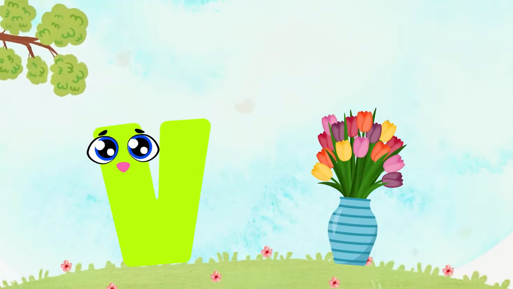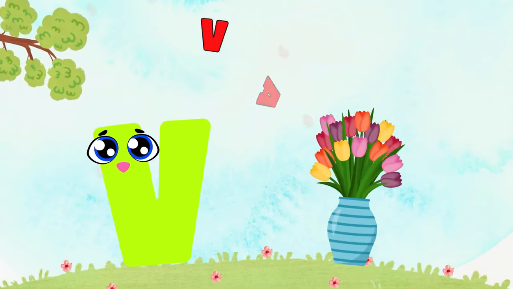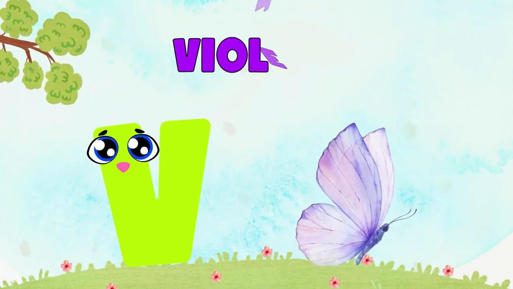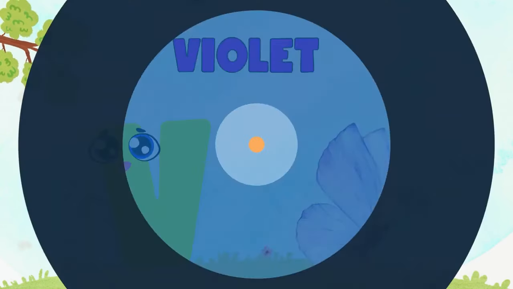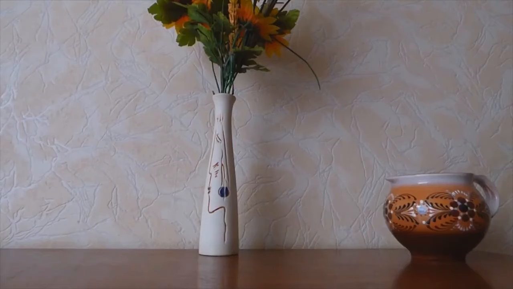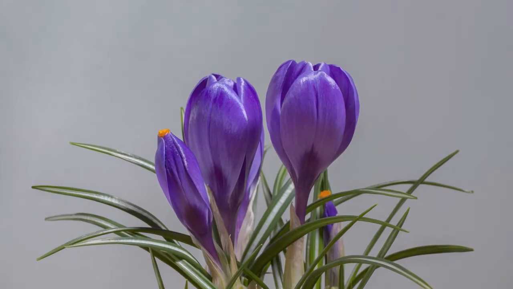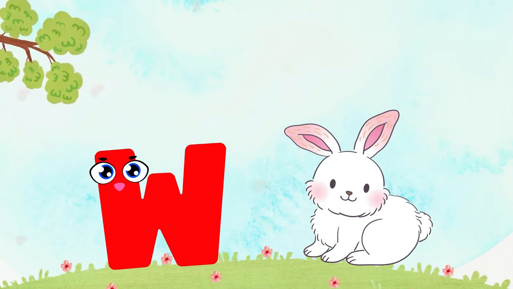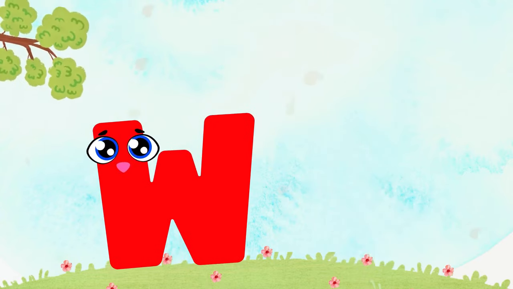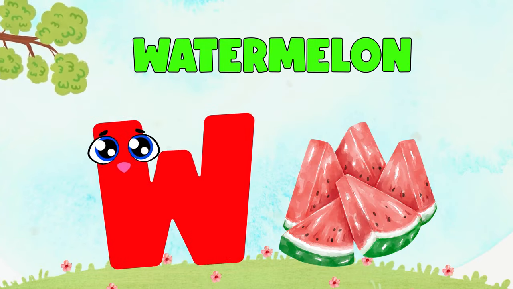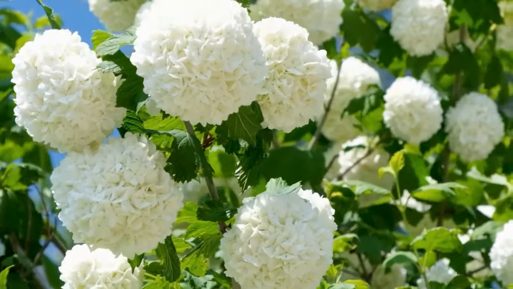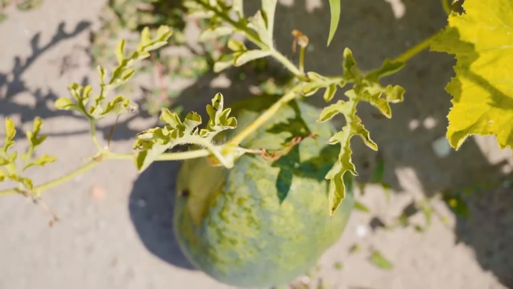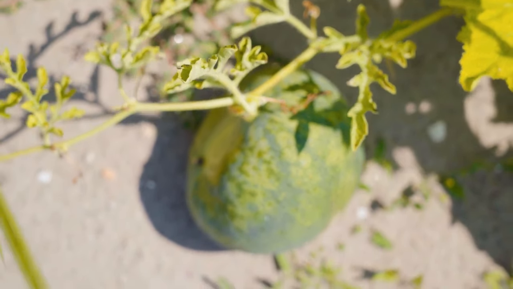V is for vase, v, v, vase. V is for violet, v, v, violet. V is for vase. V is for violet. W is for white, w, w, white. W is for watermelon, w, w, watermelon. W is for white. W is for watermelon.